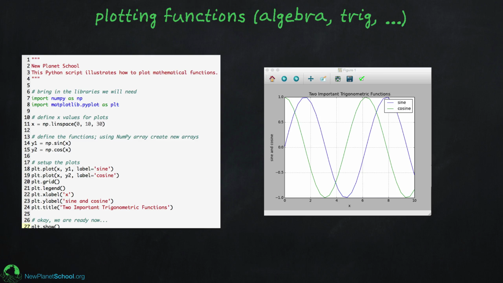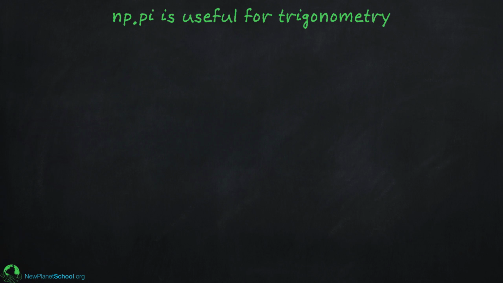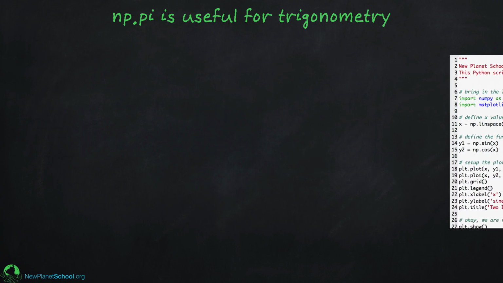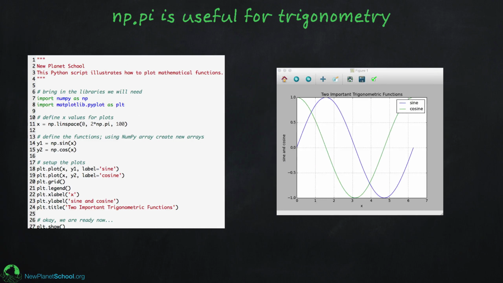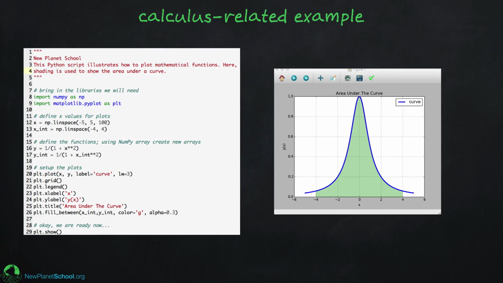Okay, great. Just a quick thing, if you are using these for trigonometry, keep in mind that NumPy knows what pi is. So if you're doing trigonometry, you can pull in np.pi and it knows automatically what that is, and you can use it to generate your graphs. So a nice thing for trig. Now let me show a calculus related example that also uses these functions, and it shows a slightly more sophisticated use of linspace.